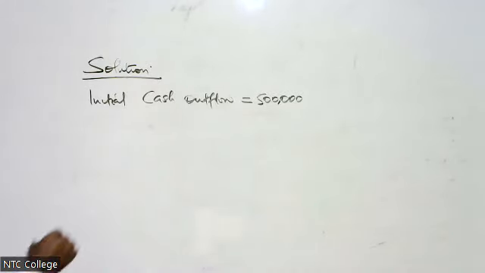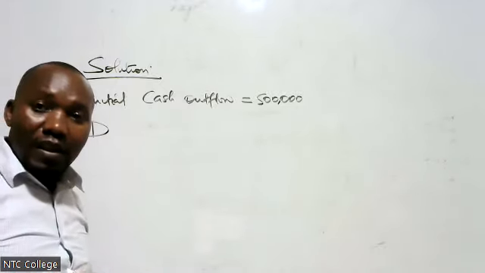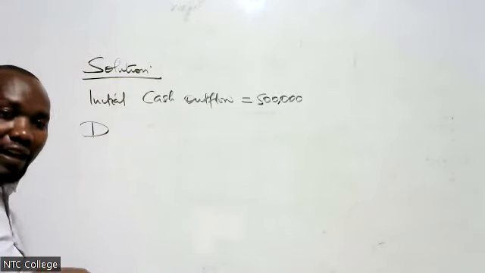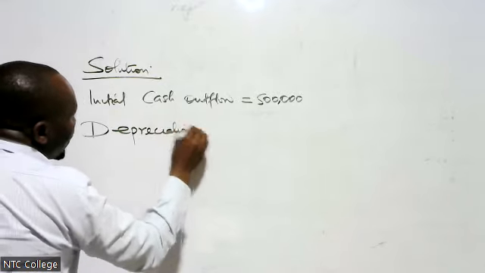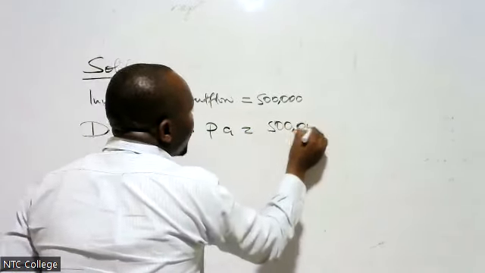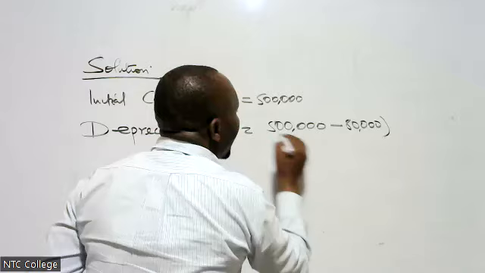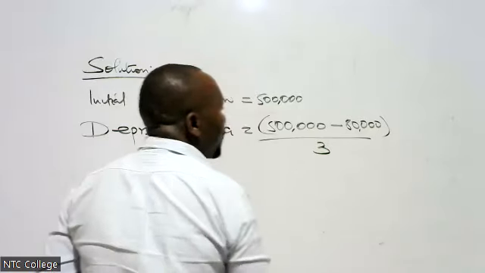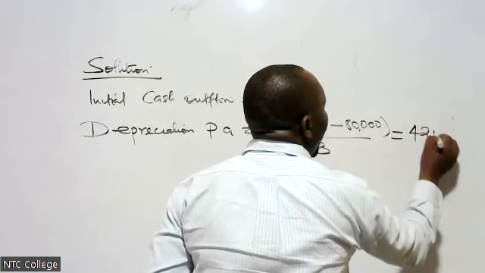Then we now calculate depreciation. Because we are told that it has scrap value, that automatically means that the difference has been depreciated. So how do we know depreciation per year? Depreciation per year is equal to the total value minus scrap value, which is 80,000. That difference is what has been depreciated equally on a straight line basis for 3 years.